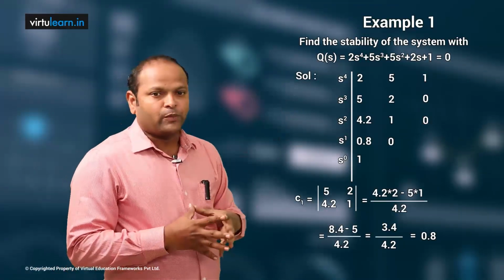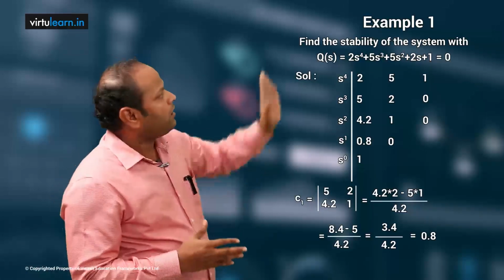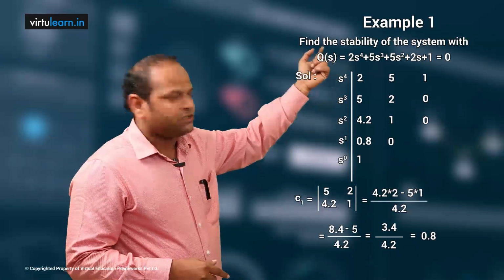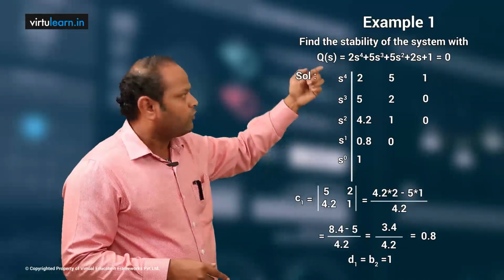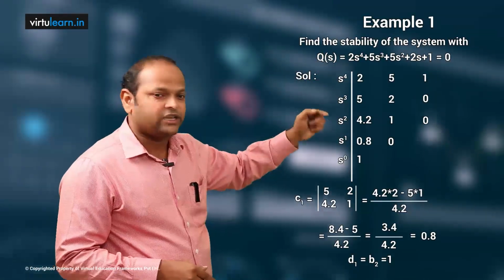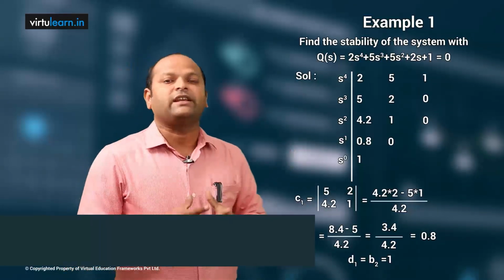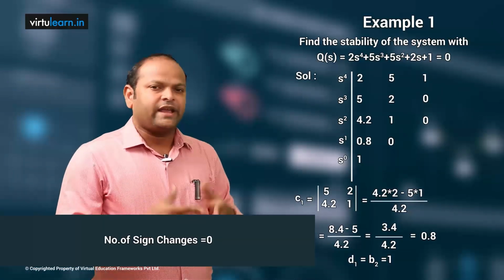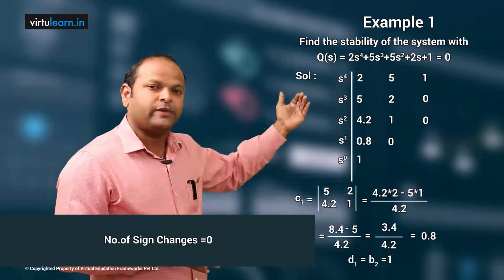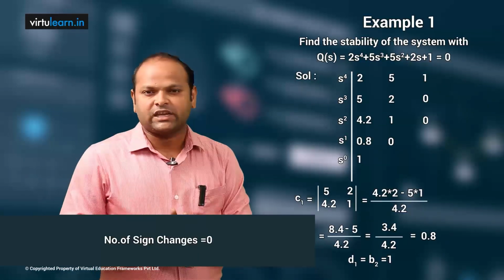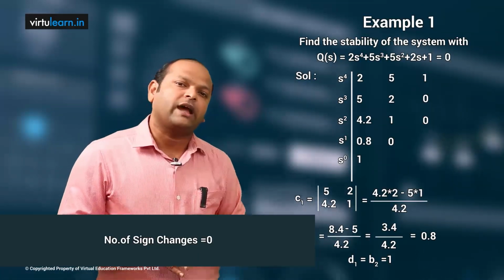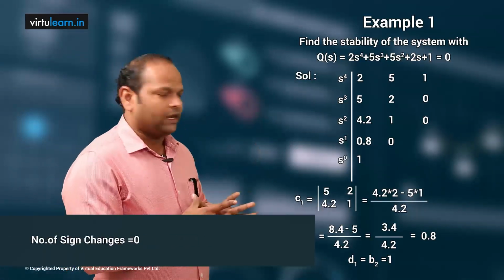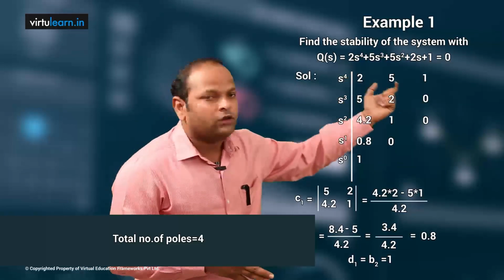So values are not important, signs are important. All are having positive sign. Then from 2 to 5 there is no sign change, 5 to 4.2 there is no sign change, 4.2 to 0.8 there is no sign change, and 0.8 to 1 there is no sign change. Therefore the number of sign changes is equal to 0. What is the highest degree here? S power 4, which means there are 4 roots of the characteristic equation. We know the roots of the characteristic equation are closed loop poles. So I want to write in terms of the poles only. Therefore total number of poles is equal to 4.